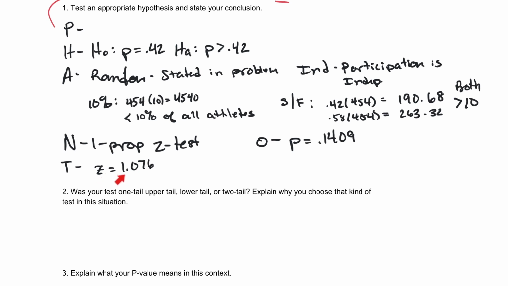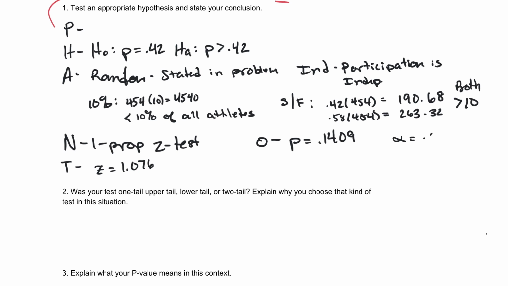A z-score of 1.076 and a p-value equal to 0.1409. Always, always, always go to 4 different places. Okay. At this point, this is one of the easiest things of the entire thing to do. The numbers were given to me, and I just worked them out. Right. The next part is to make our conclusion.